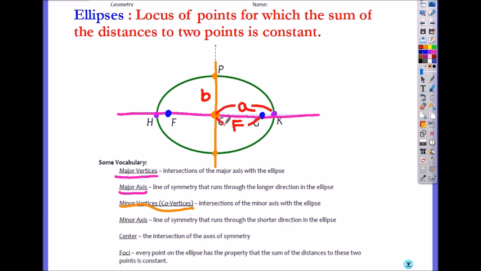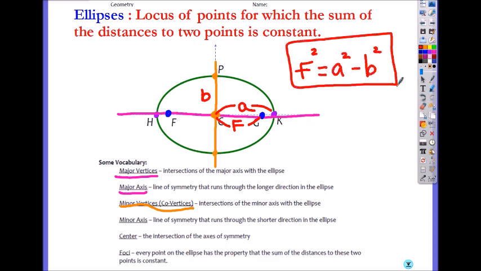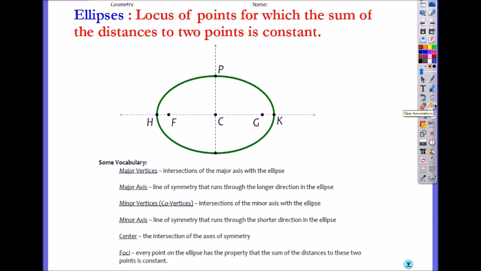The distance from the focus to the center, we will call F. And they have a relationship of F, the length from center to foci, squared equals A squared minus B squared. You just gotta know how to use it, okay? So if I were to tell you F squared equals A squared minus B squared, you can look at it as the difference of these terms.